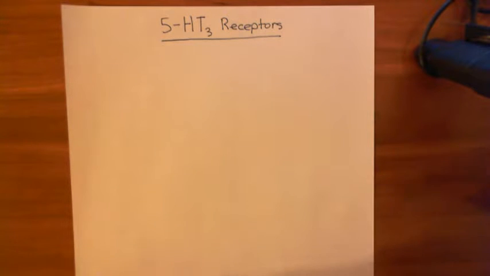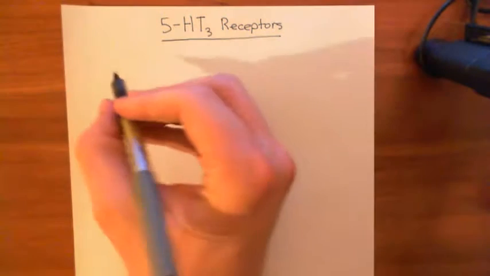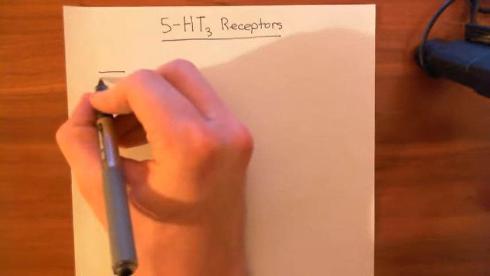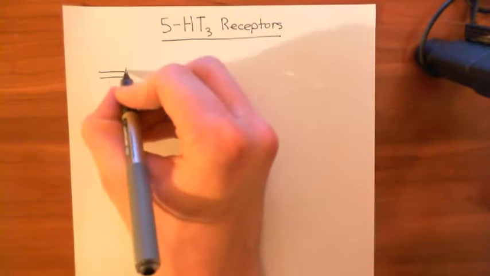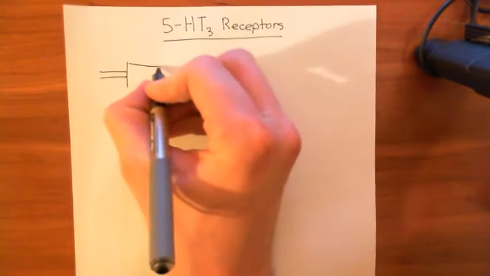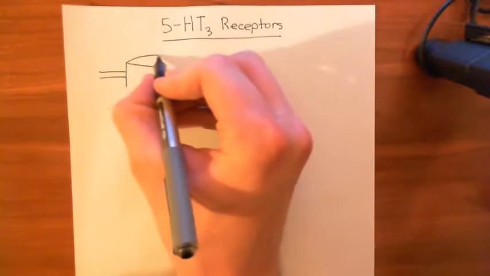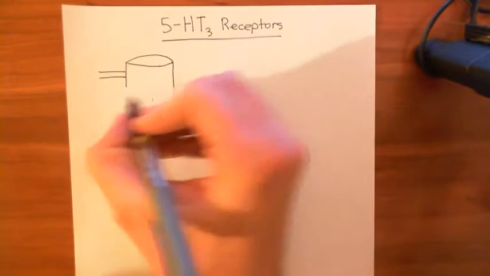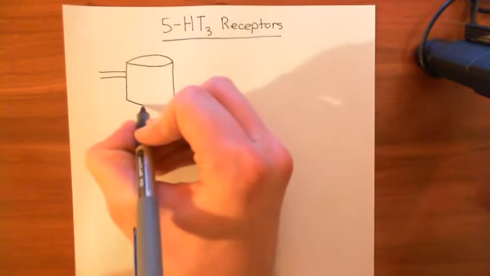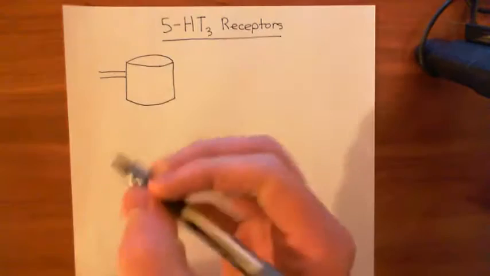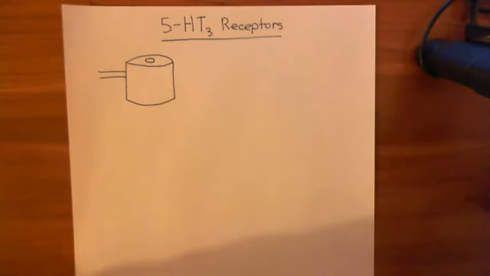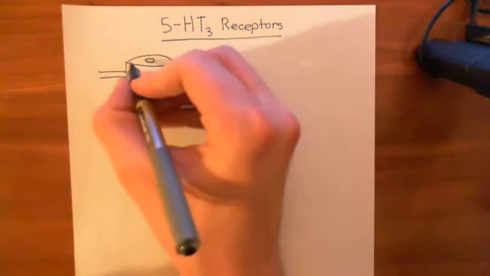Okay, so let's start by discussing the structure of the 5-HT3 receptor. Let's say here that we have the phospholipid bilayer, and within the phospholipid bilayer we have our 5-HT3 receptor sitting here. It's a cis-loop ligand-gated ion channel, which means that it has a pore which allows ions to move through it. And when the ligand arrives and binds to the receptor, that causes the pore to open.